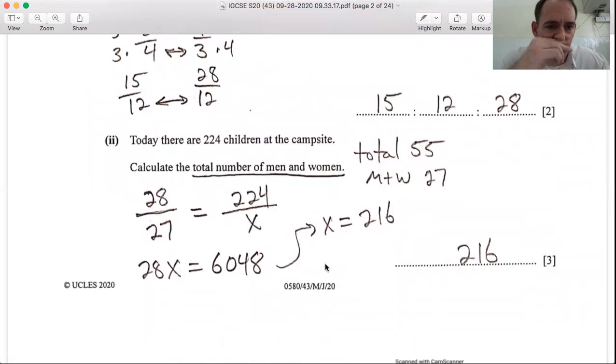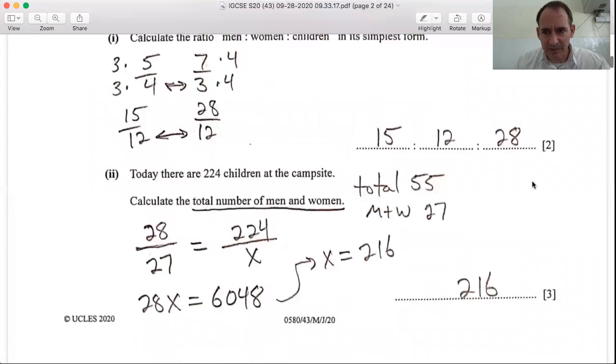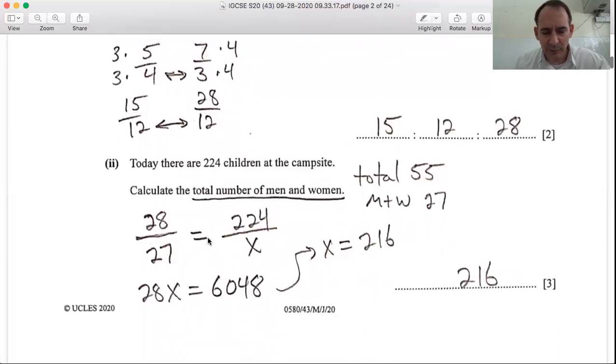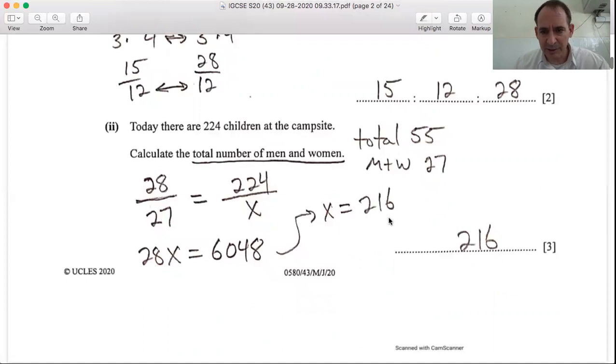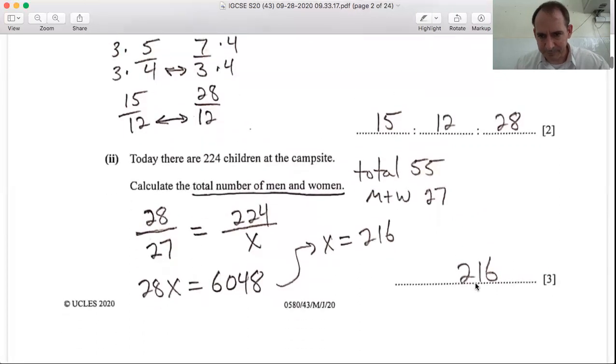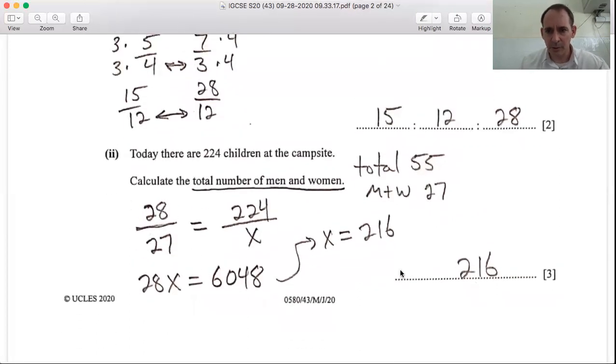Then today there are 224 children at the campsite. Calculate the total number of men and women. So men and women being all the adults. So if we look at the children compared to the adults, it's 28 to 27. When you add 15 and 12, you get 27. And then we set that equal to the number of children total is 224. We want to find the total number of adults, cross multiply, divide by 28. And so there are 216 adults. So 216 adults with that.